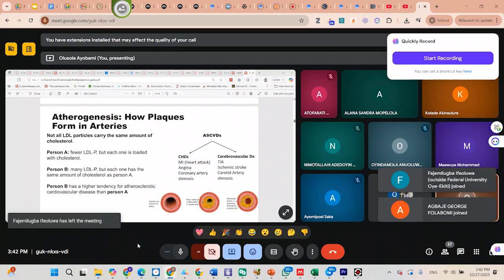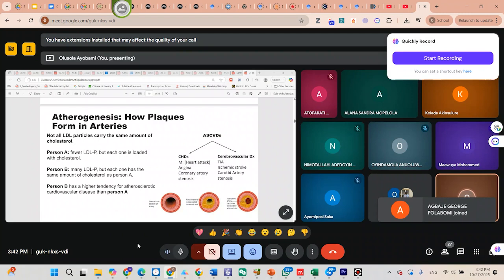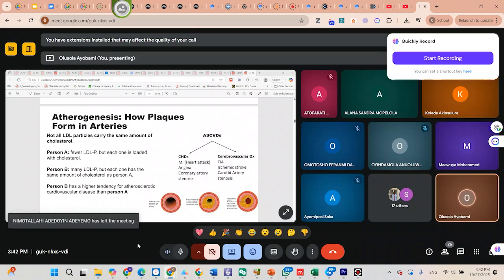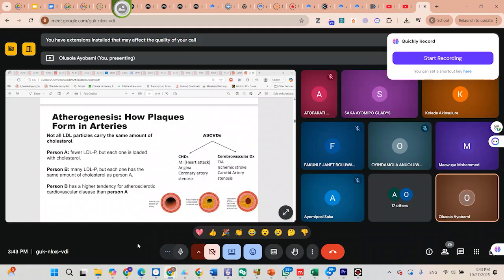Now, LDL itself has a protein portion, and then it has a cholesterol portion. If you have a higher protein portion, you are at risk of atherosclerotic cardiovascular disease, compared to someone who has a lower protein portion but the same cholesterol as you. Did you get that? I need you to get that explanation. Because I know it might be a little dicey, I'm going to explain again.